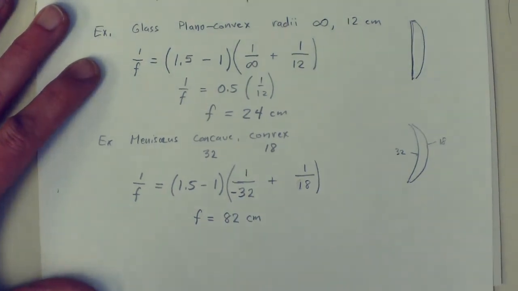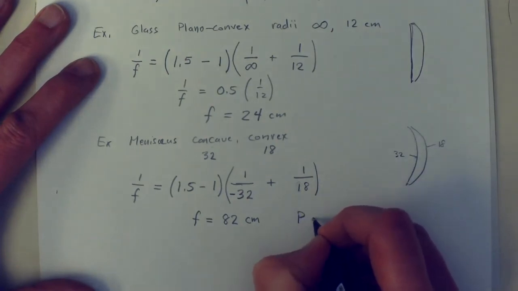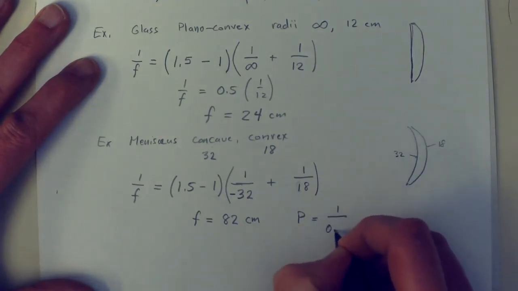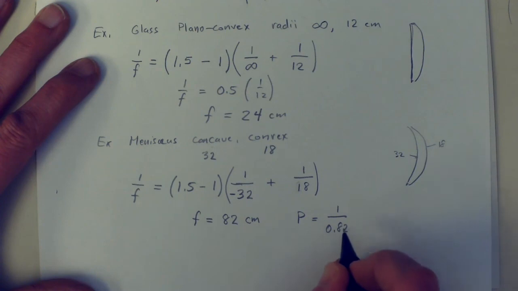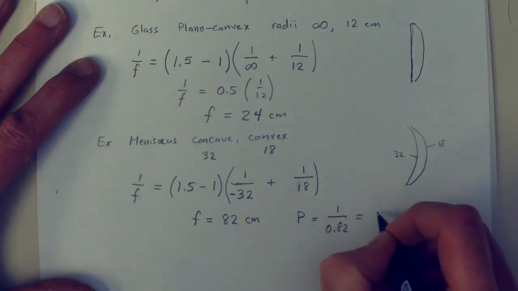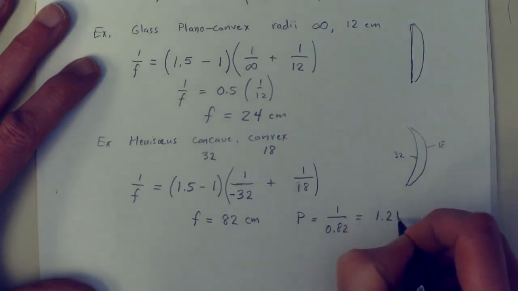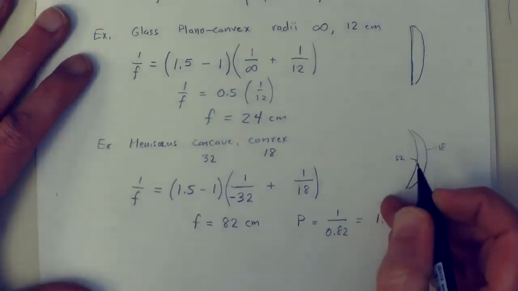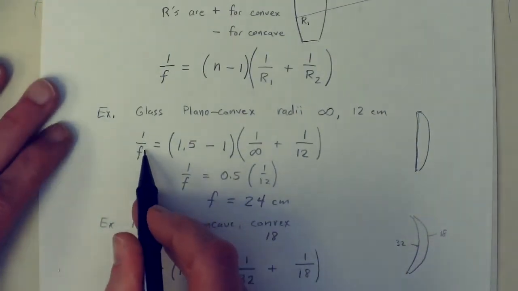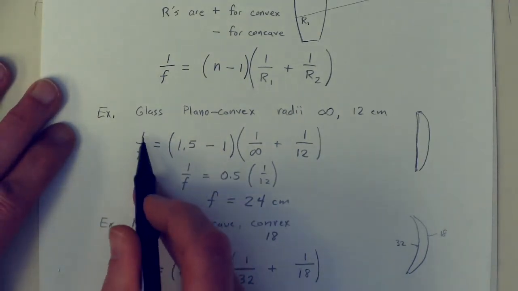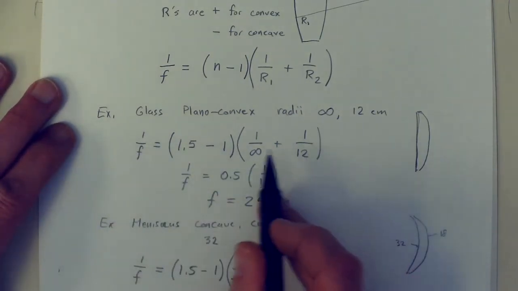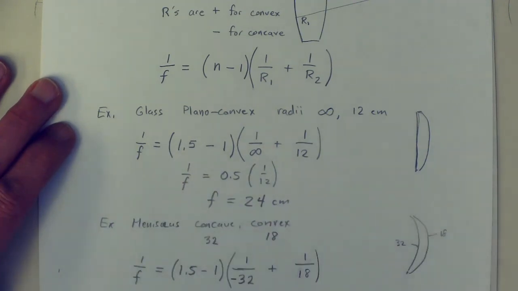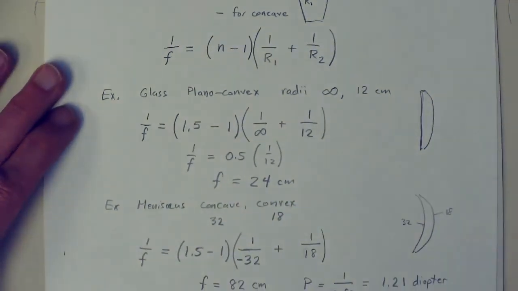You could also ask, what's the power of one of these lenses? Well, the power would be 1 over 0.82. You have to convert to meters to get the power, and then that becomes 1.21 diopter. In a sense, this formula directly gives you the power, but watch out, if you've put centimeters in here, it won't give you the power in diopters. You have to change to meters if you want that to work.